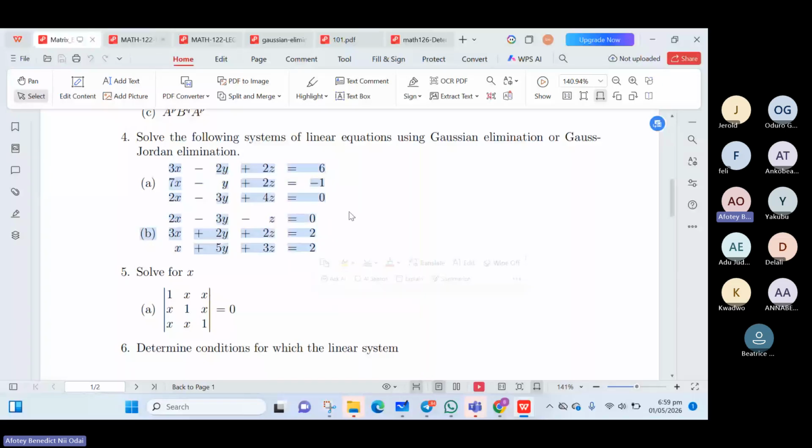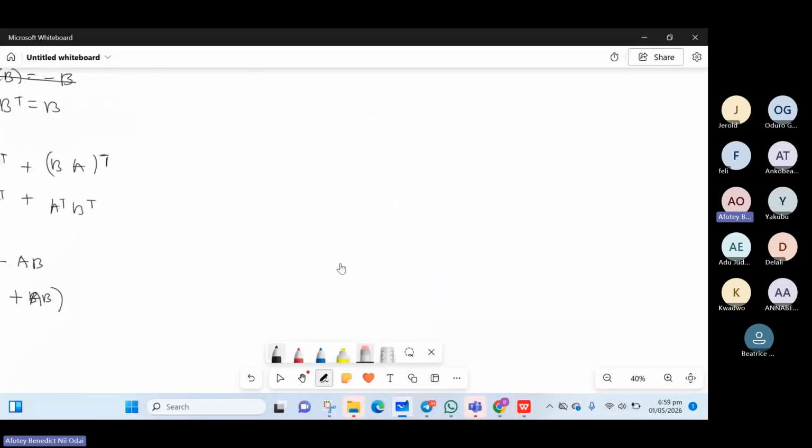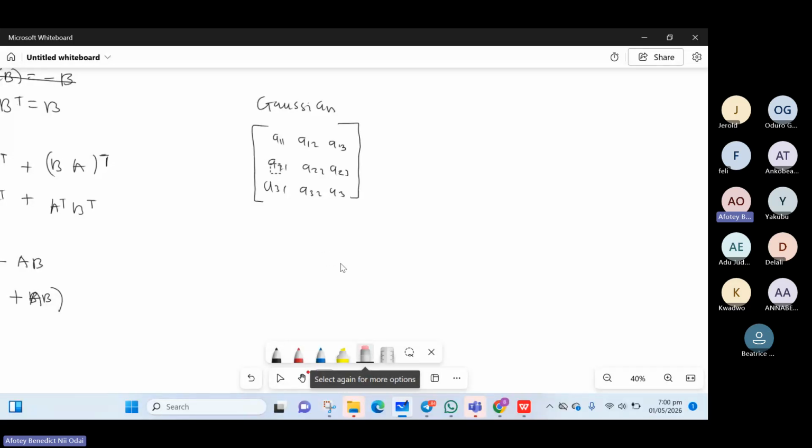So you have to know the difference between these two. It's very, very important. With the Gaussian elimination, your final matrix is an upper triangular matrix. So you have A11, A12, A13, A21, A22, A23, A31, A32, A33. So with the Gaussian elimination, all this part goes away.